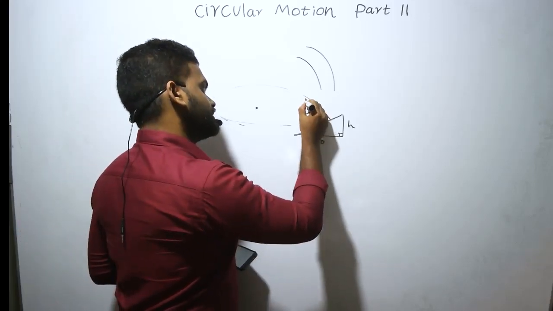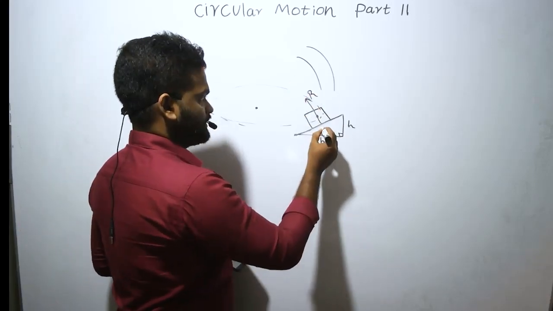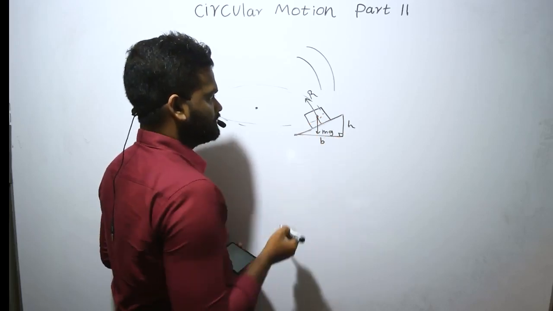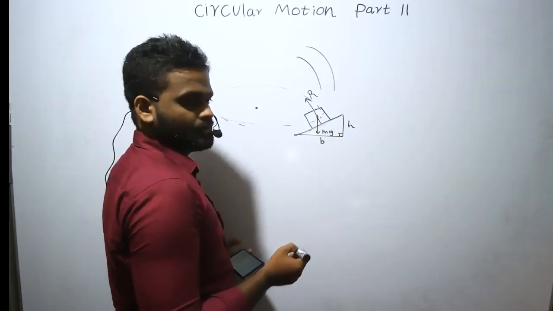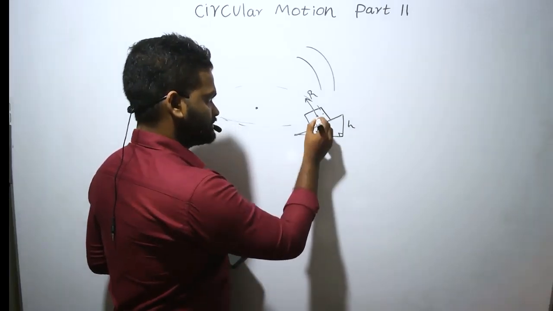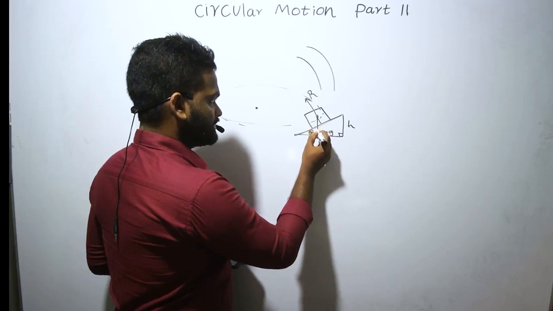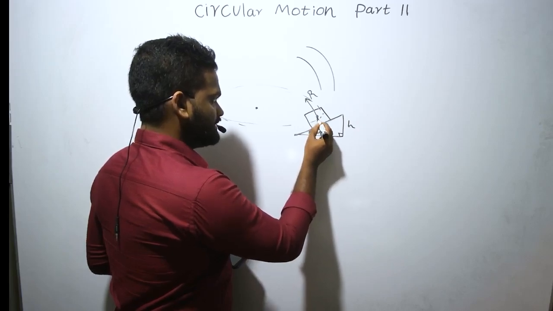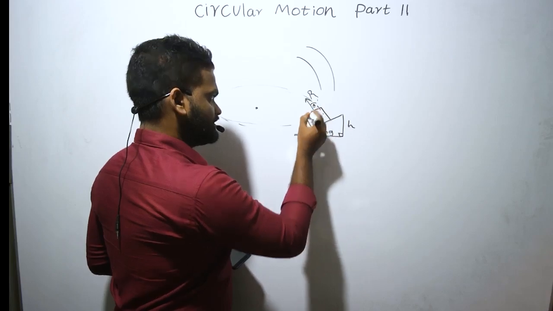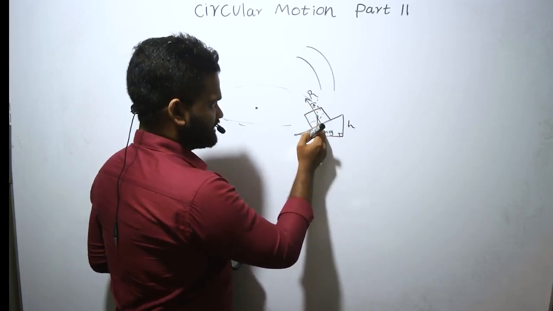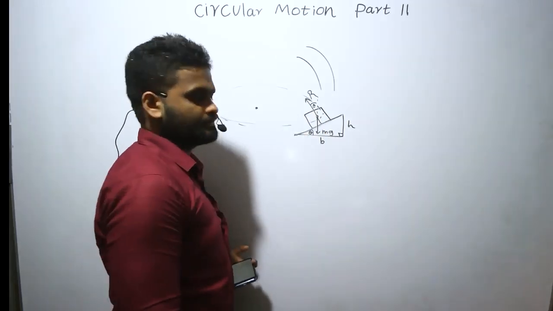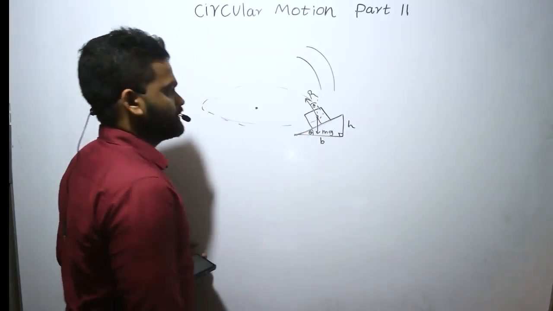Let's mark forces. We have the normal reaction force. Then we have the weight, mg. That's all, right? Let's say this angle is theta. This angle is theta. 90 minus theta. Then here theta. This angle also is theta then, right? 90 minus theta, 90 minus theta. Theta. Then this angle also should be theta.